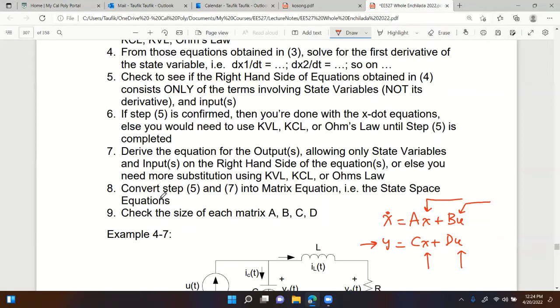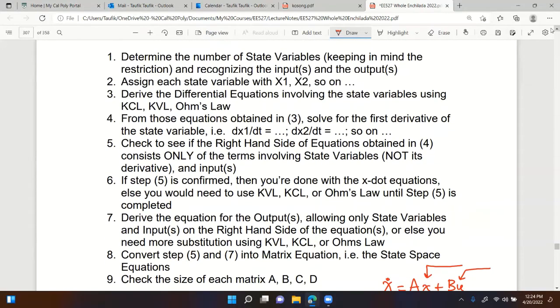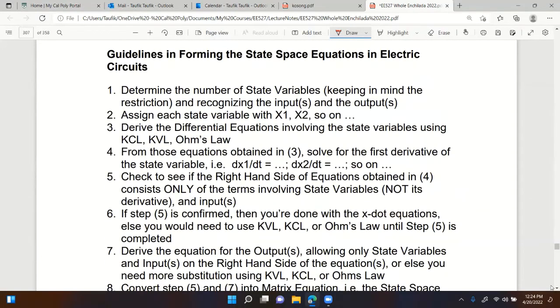And number 8, convert step 5 and 7 into matrix equations, i.e. the state space equations, right? And then number 9, check the size of each matrix A, B, C, and D, right? So these are basically the step-by-step procedure that I believe would be good to follow when forming state space equations from a circuit. All right.